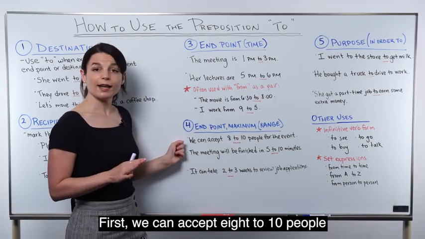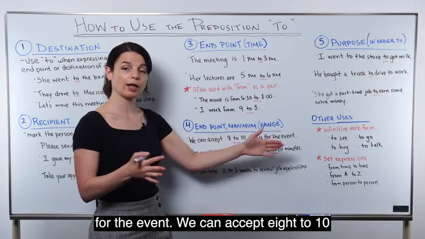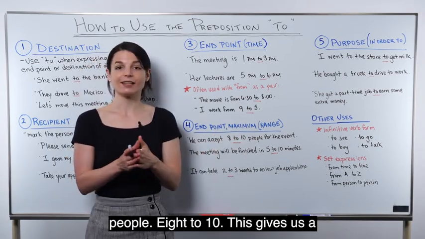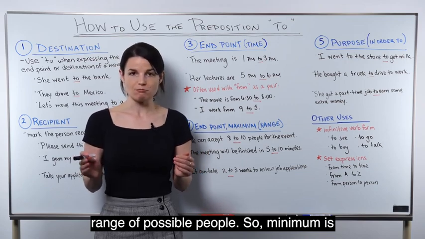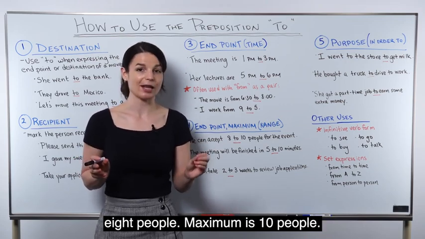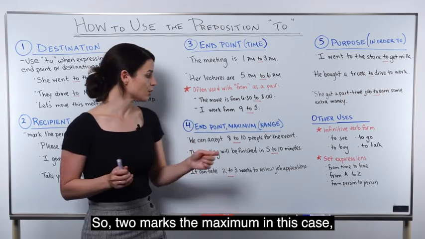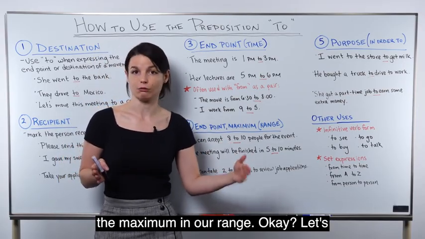First, we can accept 8 to 10 people for the event. 8 to 10. This gives us a range of possible people. So minimum is 8 people, maximum is 10 people. Inside this range is acceptable for us. So to marks the maximum in this case, the maximum in our range.